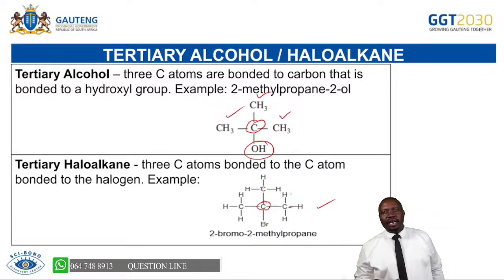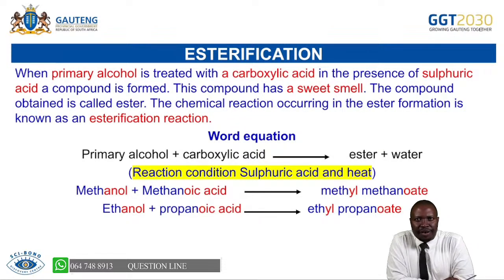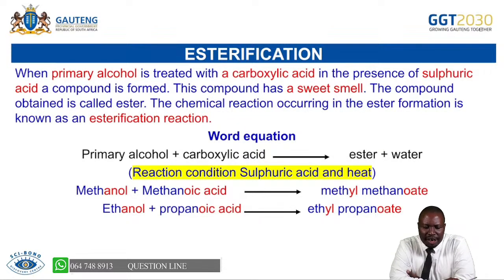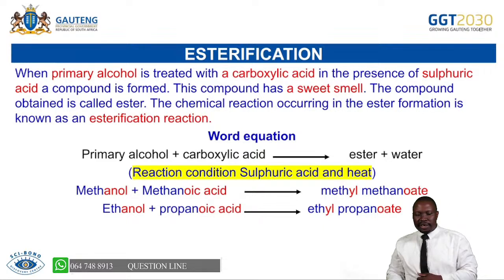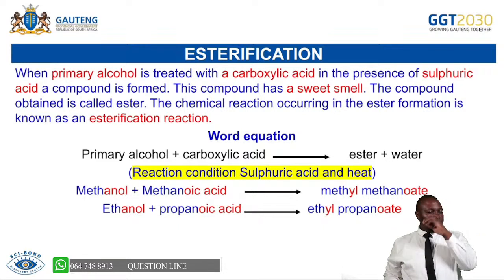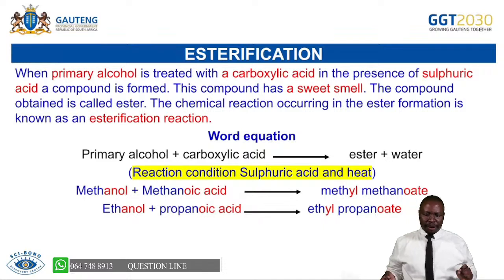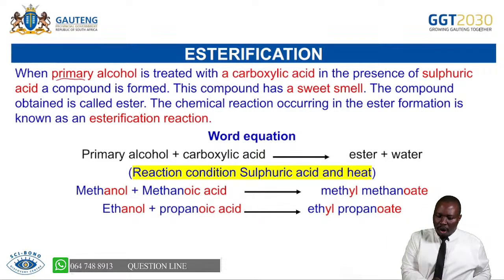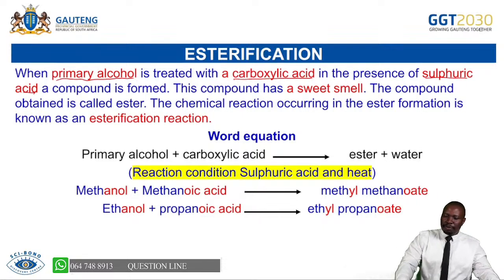It's important, this one, more especially the primary alcohols, because now we're going to use these primary alcohols during esterification. Remember, esterification is when a primary alcohol is treated with a carboxylic acid in the presence of sulfuric acid. Sulfuric acid is a reaction condition. Without this sulfuric acid, this reaction won't be able to take place. So it's very important that we have a primary alcohol, a carboxylic acid, and our catalyst, which is sulfuric acid. Hence, esterification will be able to take place.